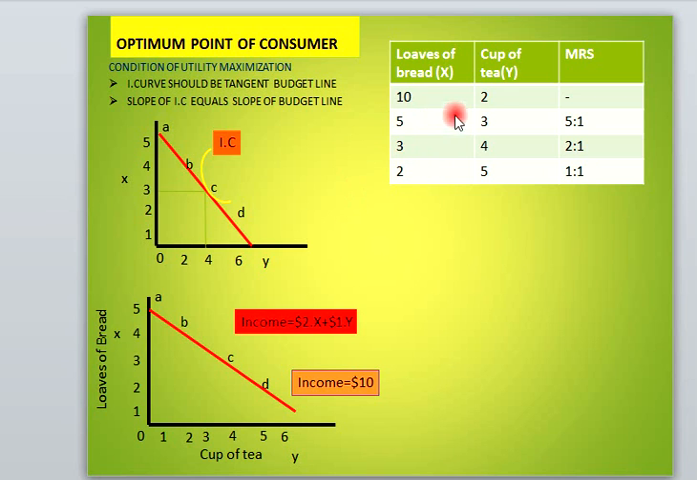So any combination that your income can afford out of all of these combinations that give the same level of satisfaction is the point at which maximum satisfaction is achieved. That point is called the optimum point of the consumer. And that point again is a point at which the indifference curve is tangential to the budget line. So any point at which your income can afford is the point at which the indifference curve is tangential to the budget line.